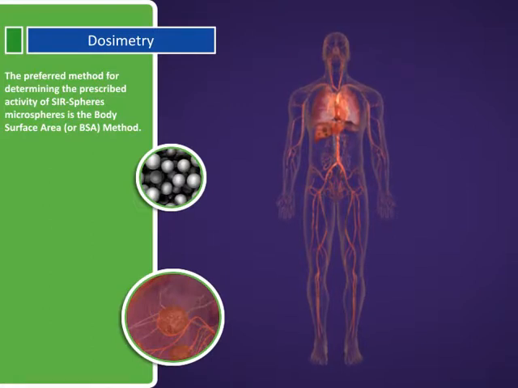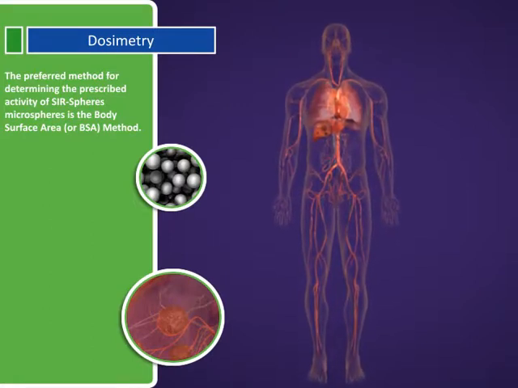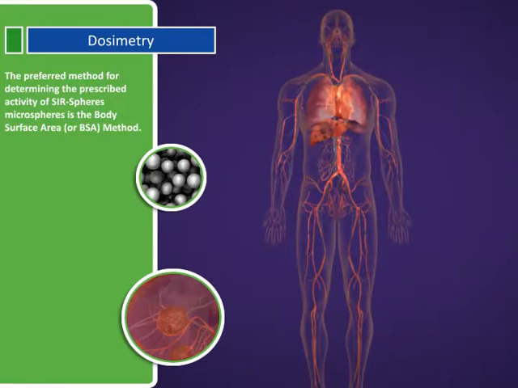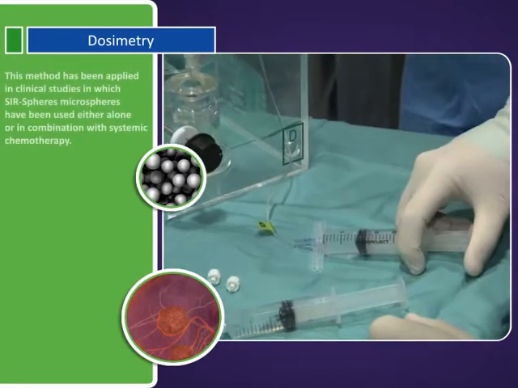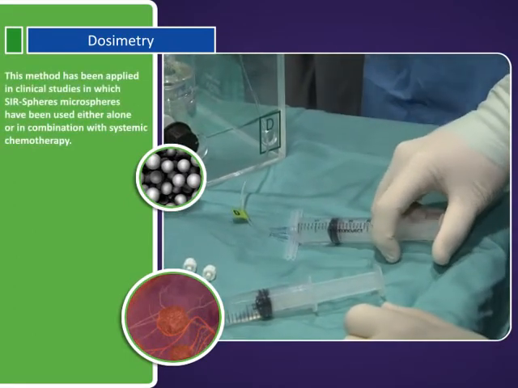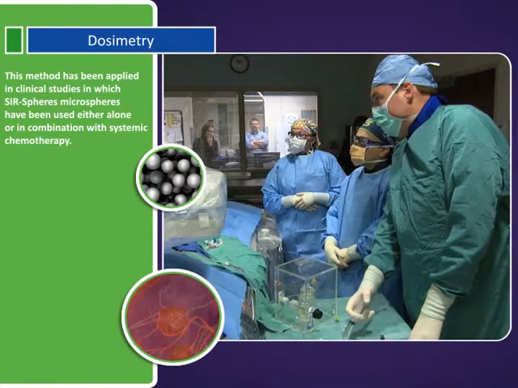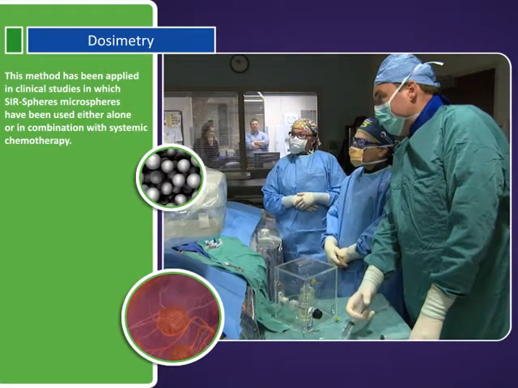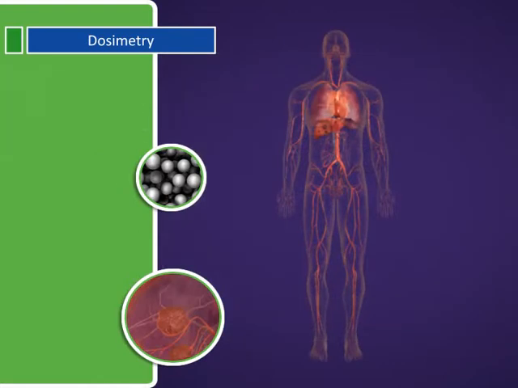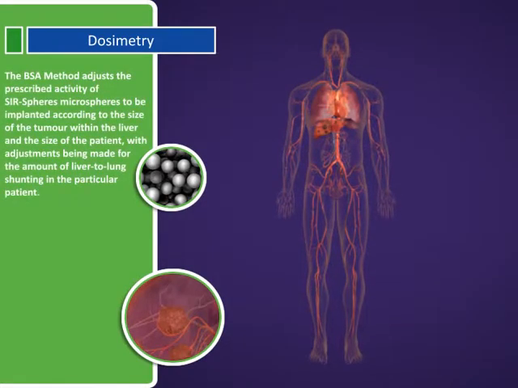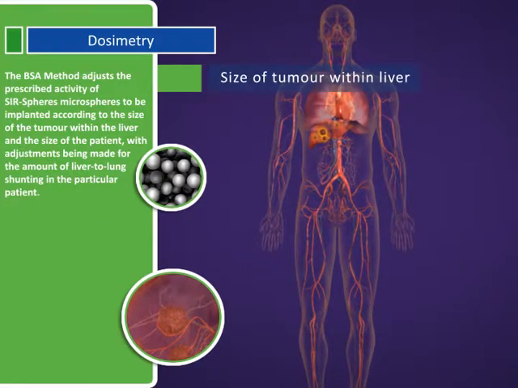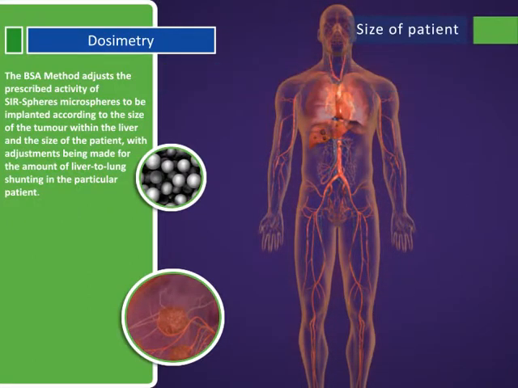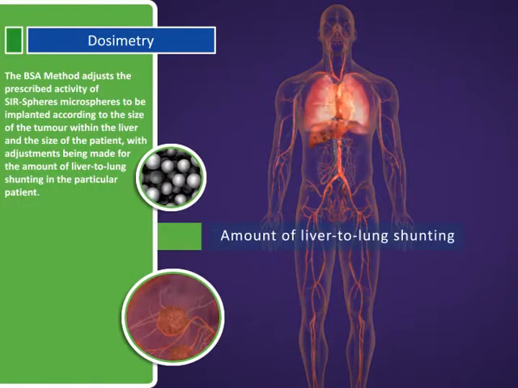The preferred method for determining the prescribed activity of Sirtex microspheres is the body surface area, or BSA, method. This method has been applied in clinical studies in which Sirtex microspheres have been used either alone or in combination with systemic chemotherapy. The BSA method adjusts the prescribed activity of microspheres to be implanted according to the size of the tumor within the liver and the size of the patient, with adjustments being made for the amount of liver-to-lung shunting in the particular patient.